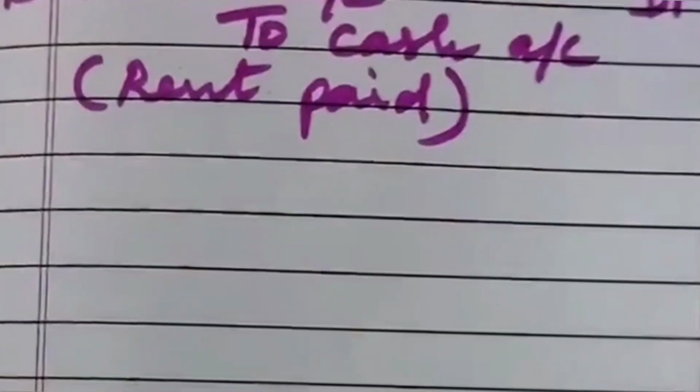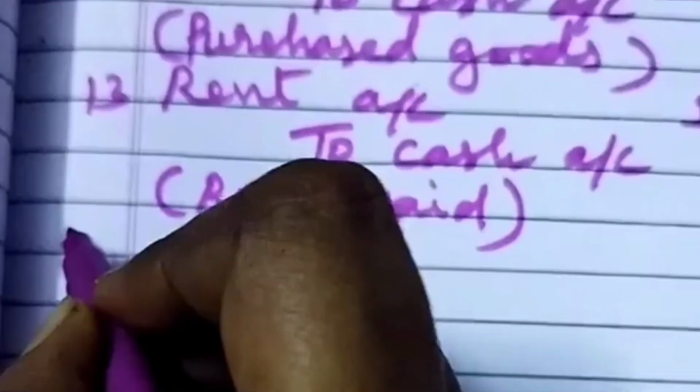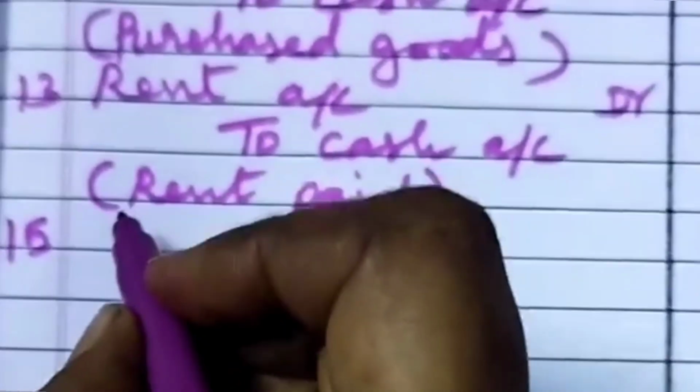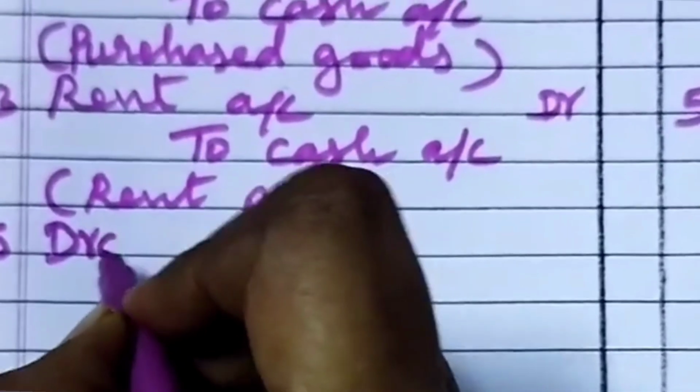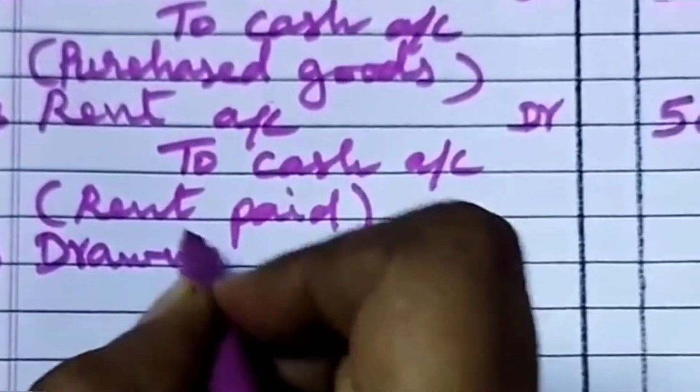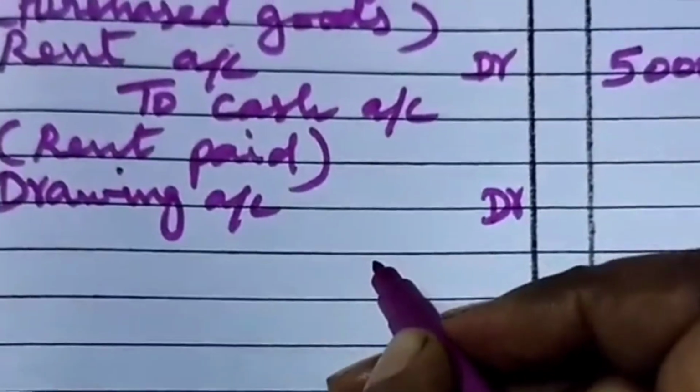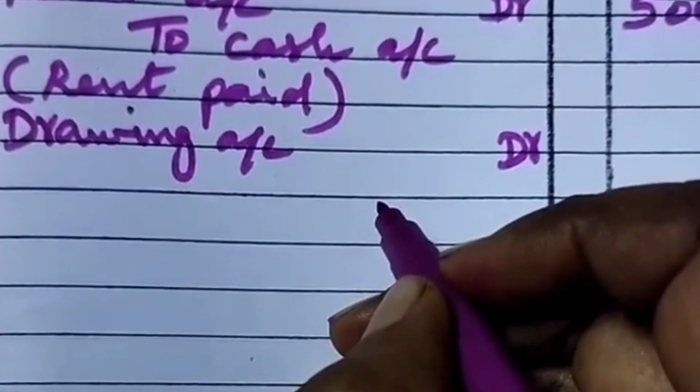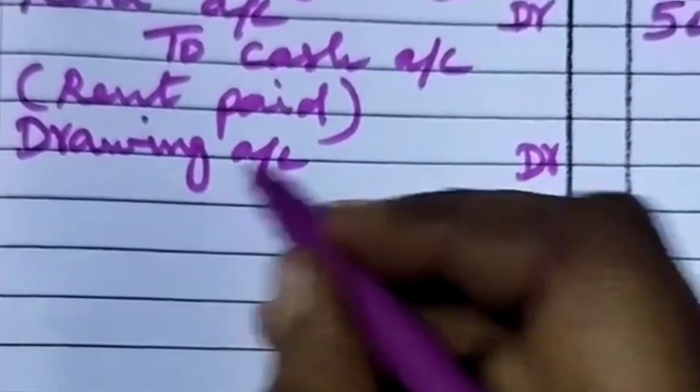What is the date? 15th April. So 15. Then what we have to write? Drawings. Drawings is a personal account. Because the owner is the receiver. So we are debiting the drawing account. As per personal account, what is the rule? Debit the receiver. So drawing account is debited.